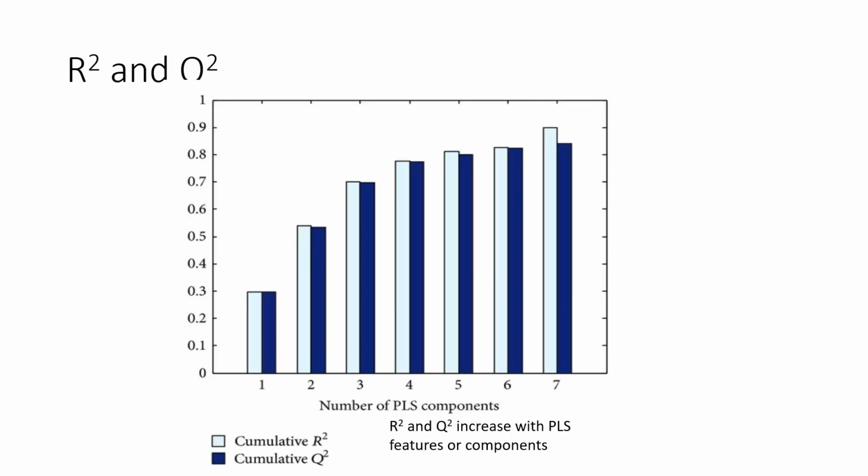This is an example where people have taken a PLSDA model and used different components. So remember, you can use just one dimension, or two dimensions, or three dimensions, or four dimensions, one principal component, two principal components, three principal components. And you can see that by about two principal components, or two PLS components, the model passes the threshold for being satisfactory. Everything's above 0.5.